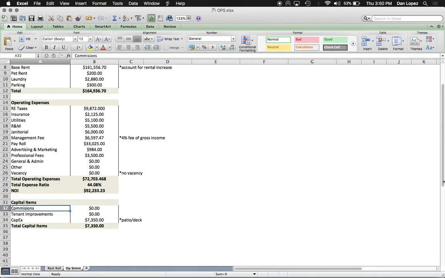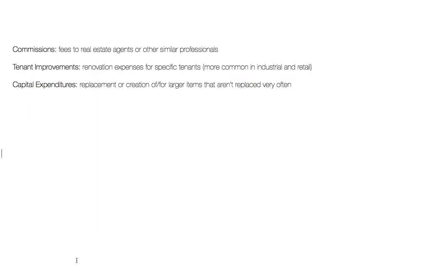Last but not least, we have our capital items or capital expenditures. Now, these expenses are separate from the NOI, so they are not included into the NOI. So commissions, tenant improvements, we didn't spend anything there, thankfully. For CapEx or capital expenditure, we built a new patio or deck for a tenant. Now, I'll give you a cheat sheet on a quick description of these line items as well.